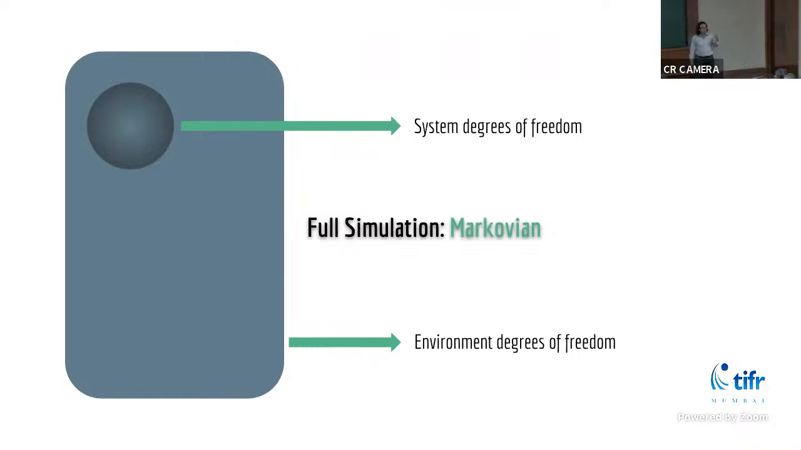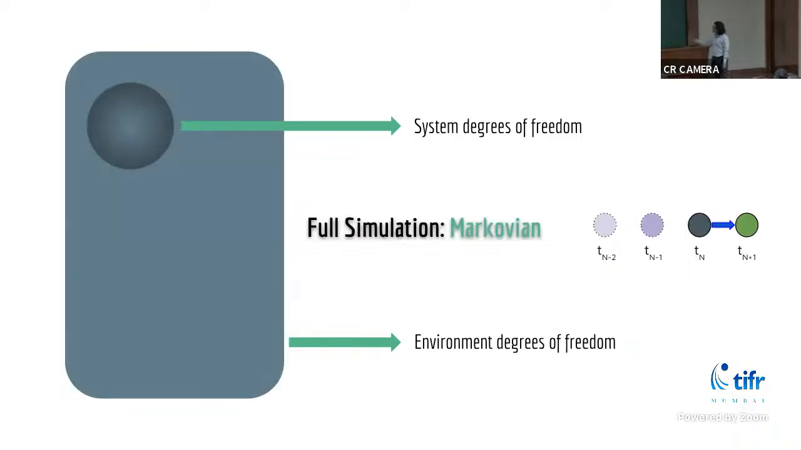Now, if you are going to do a simulation in the full space, then the dynamics turns out to be Markovian. Markovian means that if I know what the state is at any particular point of time, then that is all that is needed to propagate it by one step. It does not depend on anything in the past. Classical mechanics is Markovian: if I know the phase space point at any time, I can always propagate it out, no memory. And quantum mechanics is also like that.